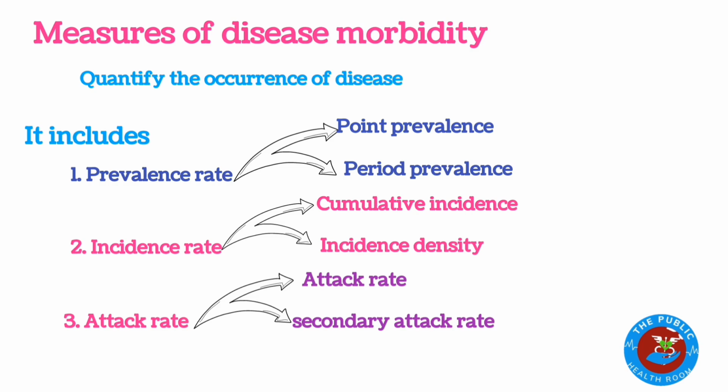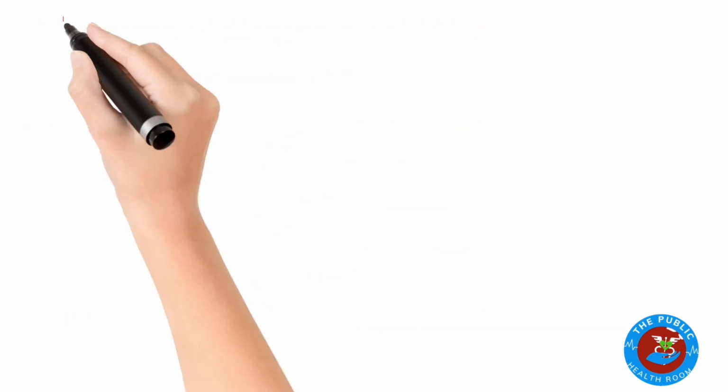Prevalence and incidence rate. Prevalence rate measures a proportion of disease, both old and new cases, in a definite population. It includes point prevalence and period prevalence. Incidence rate assesses frequency of disease onset or new cases, in two forms: cumulative incidence, and incidence density or rate.